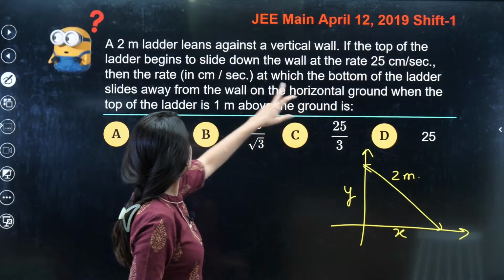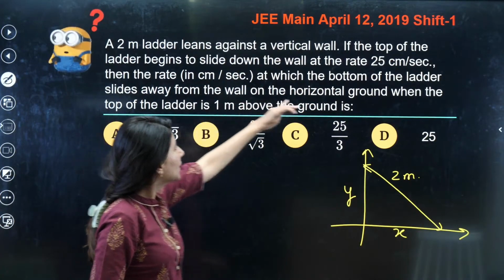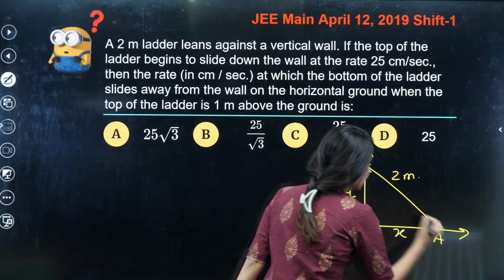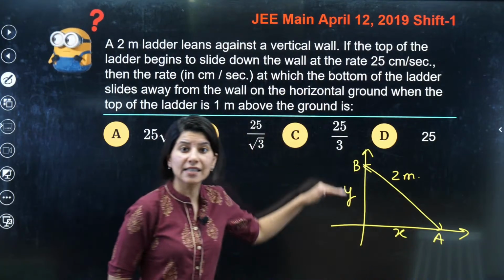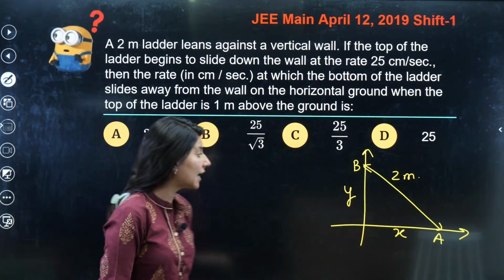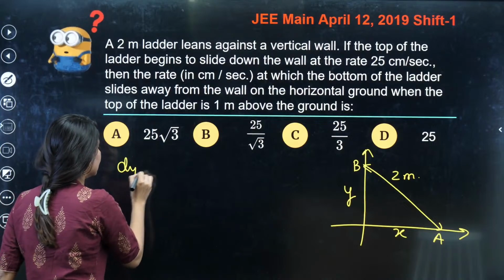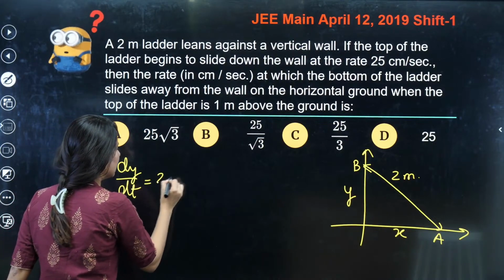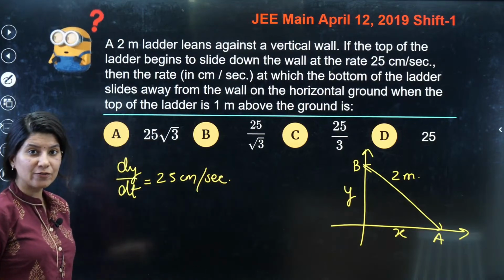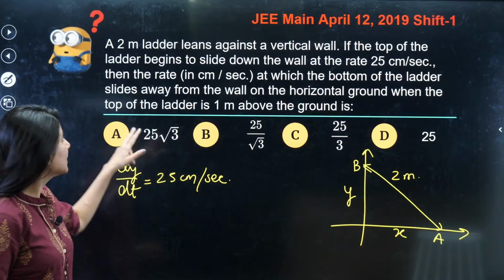So the top of the ladder begins to slide down the wall at 25 centimeter per second. That means this point B is starting to slide down at the rate of 25 centimeter per second. That means they are giving dy by dt. dy by dt is nothing but 25 centimeter per second. Please be careful with units in such type of problem.